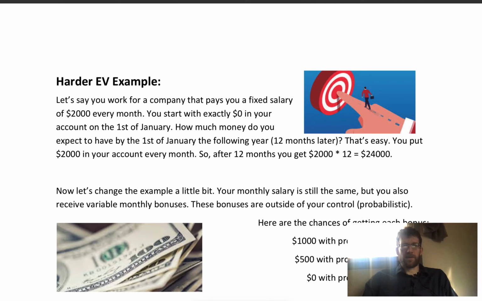Let's do another quick example. Let's say you have a salary of $2,000 every month, and you have $0 in your account at the beginning of the year. How much money do you expect to have at the beginning of next year, or in 12 months, if you earn $2,000 every month? Well, that calculation's pretty easy. It's $24,000. So you're earning $24,000 a year, exactly $2,000 every month.